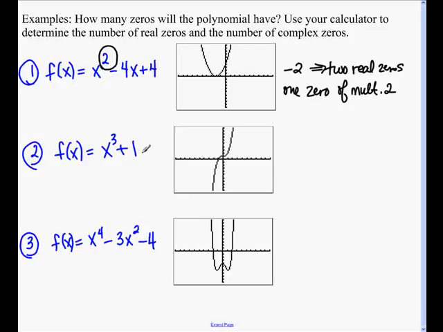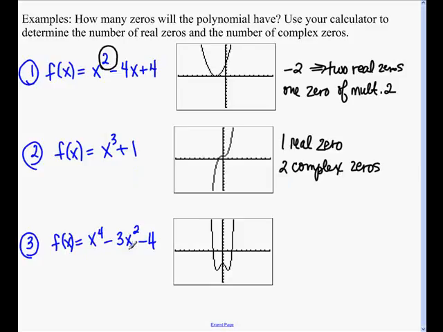Now, f of x equals x cubed plus 1, notice that it only crosses the x-axis at one point, so that means it can have only one real zero. That real zero happens to be -1. But our degree is 3, so that means there's 2 other zeros out there somewhere, and those would have to be complex. So some complex numbers.